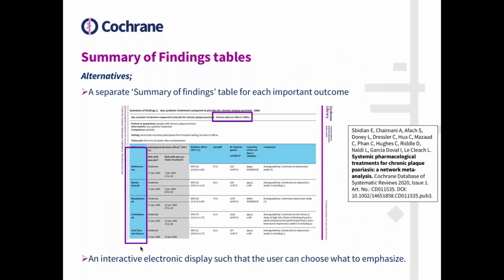So an alternative option would be to create a different summary of findings table for each important outcome. So this is an example table from a different review where they separated out and where they had each table just focused on a single outcome. So this table is looking at serious adverse effects, and then each row is the comparison of interest.